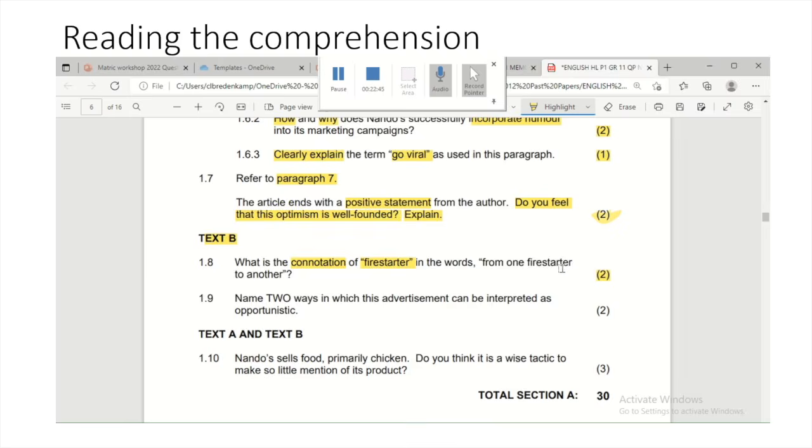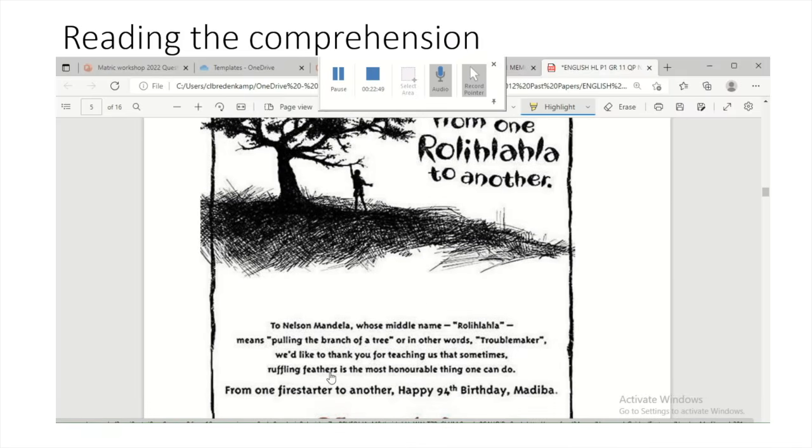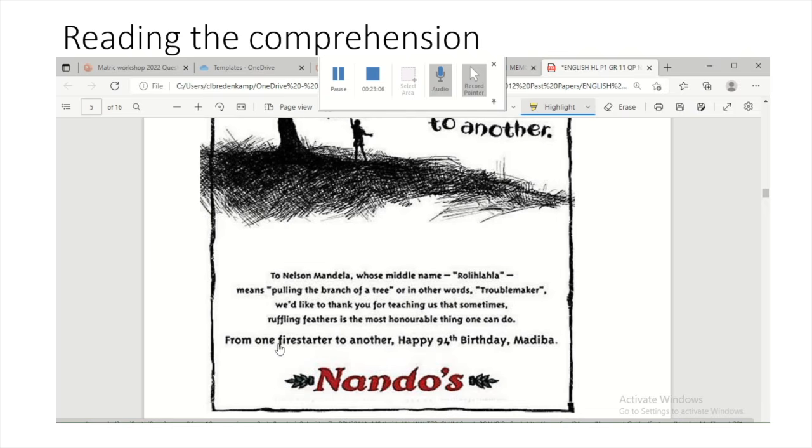So let's have a look at the adverts again. So over here it's saying to Nelson Mandela, whose middle name is Rolihlahla, means pulling the branches of a tree, or in other words, a troublemaker. We'd like to thank you for teaching us that sometimes ruffling feathers is the most honorable thing one can do. From one fire starter to another, happy 94th birthday, Madiba.